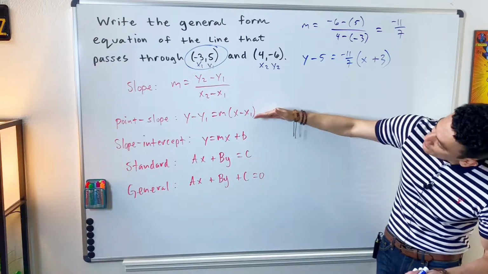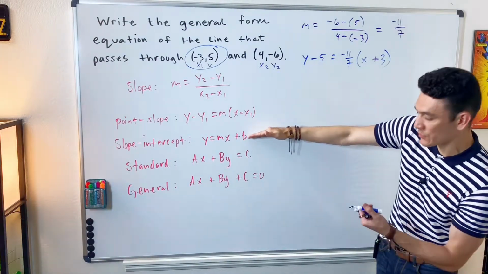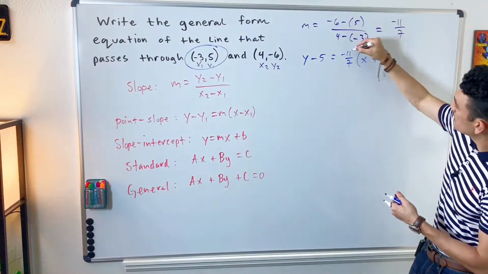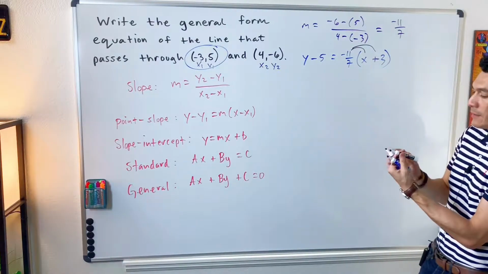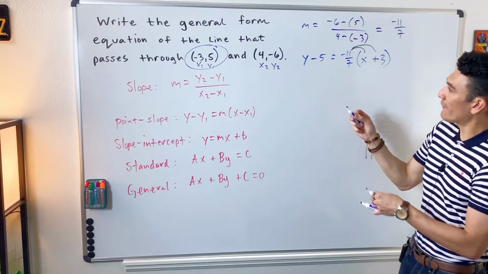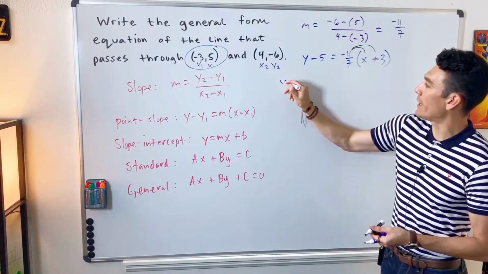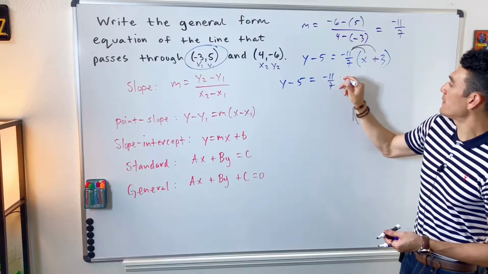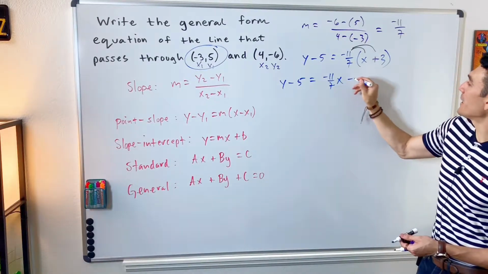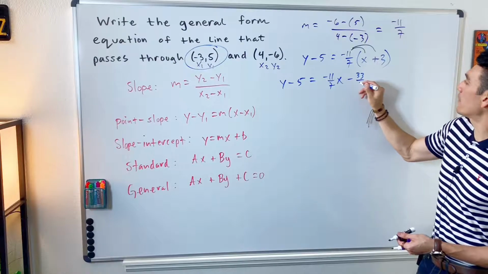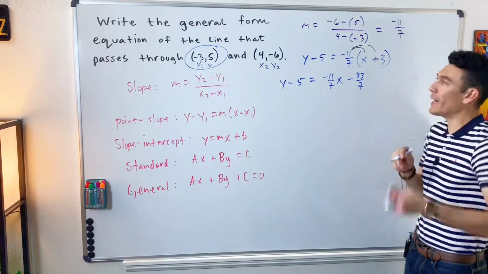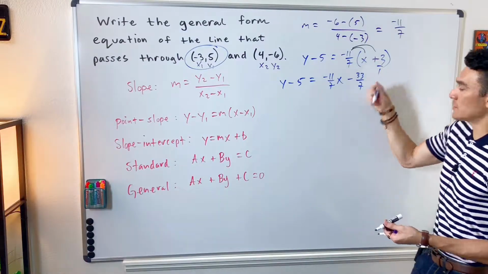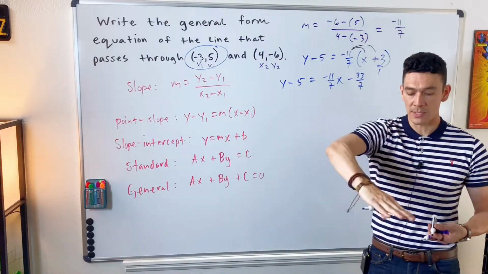I now wish to transition into slope intercept. That can be accomplished by first distributing the slope. So we have y minus 5 equals negative 11/7 x minus 33 over 7, because I remind you that below the 3 there is a 1. When you multiply fractions together, you multiply the numerators and then the denominators.